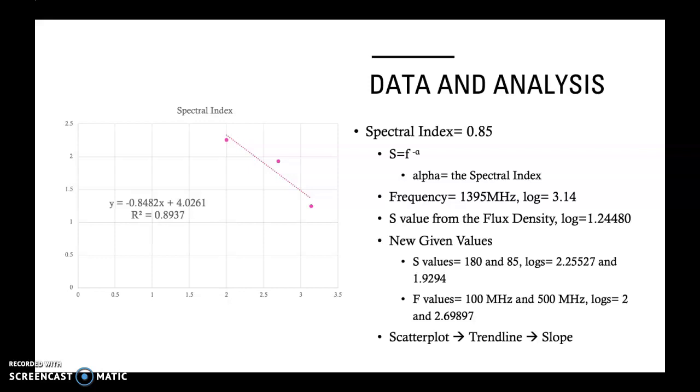is 1.24. The new S values that we got were 180 and 85, and the log of these numbers is 2.255 and 1.929. The new F values were 100 MHz and 500 MHz, and the logs of these values are 2 and 2.69897. We graphed the logs of these numbers as a scatter plot shown on the left. The slope of its trend line was found to be negative 0.85, which makes our alpha value negative 0.85.